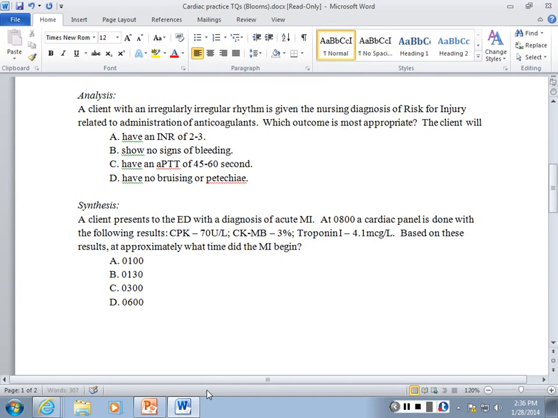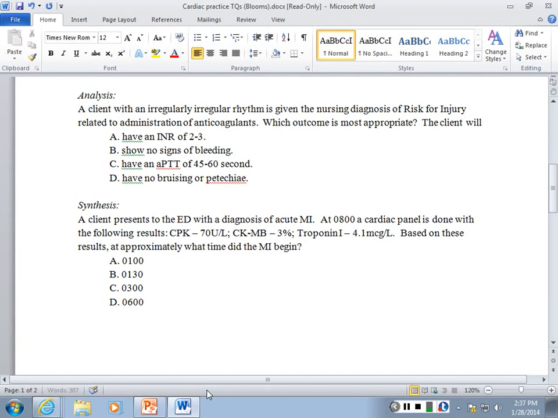Yes. From a doctor's standpoint, would A be correct? A or C could be correct. Really, A, C, and D are correct for a physician. But for us, we don't do anything directly to change the outcome. We give the medicine, but we don't order it. So, I still don't understand. I mean, bruising and petechiae are signs of bleeding. Right. I don't understand. I would pick B. You don't want him to have bruising.